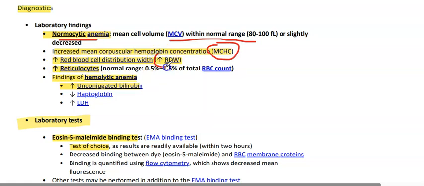Increased RDW and increased reticulocyte count. Normal range is 0.5 to 1.5%. Findings of hemolytic anemia will be present: increased unconjugated bilirubin, decreased haptoglobin, and increased LDH.